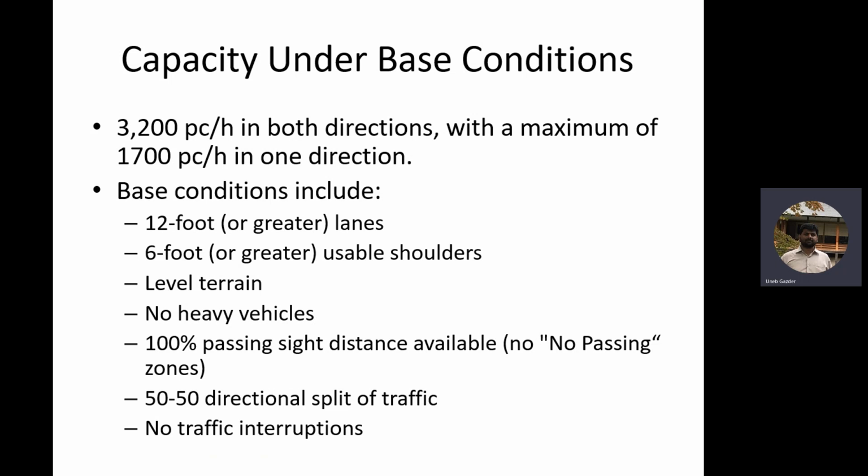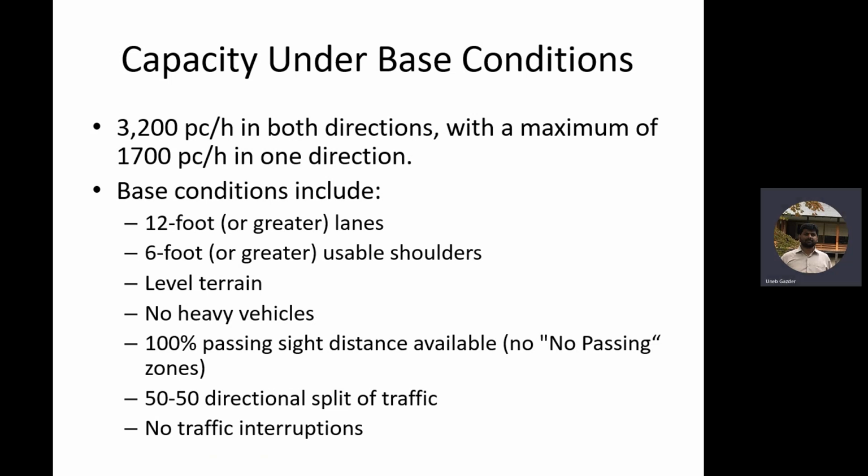So the base conditions are, you can see here, the same: 12 feet lane width, 6 feet shoulder, level terrain. No heavy vehicles, so we are calculating everything in passenger cars. 100% passing side distance available, so you can do the passing if there is no traffic, obviously, from any point of the segment. Then 50-50 directional split and no interruptions. Obviously, we are discussing uninterrupted flow facilities, so no interruptions.